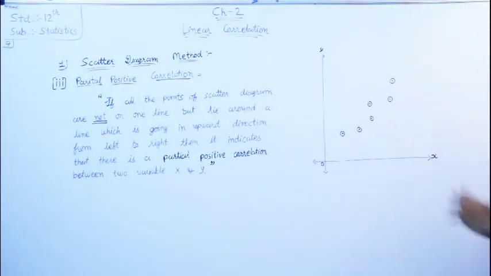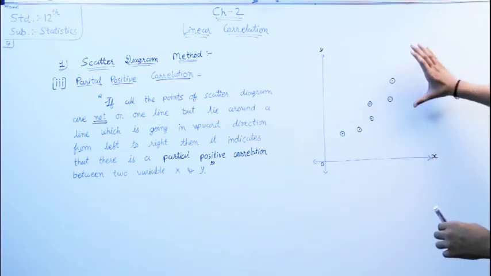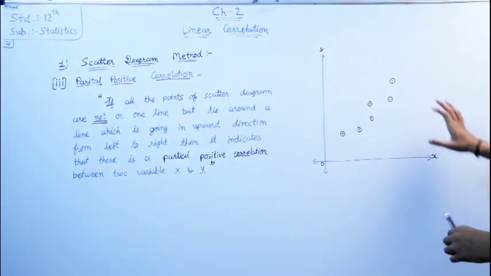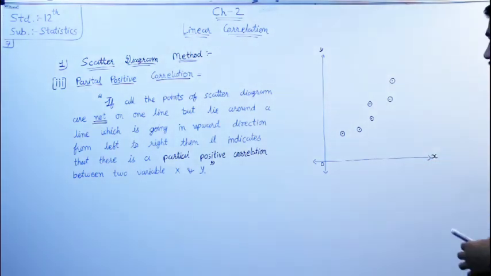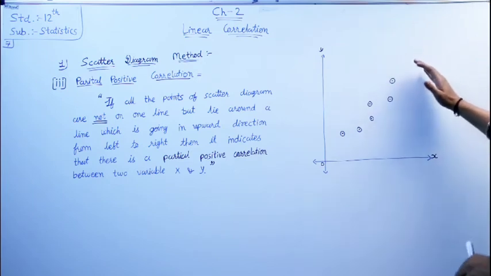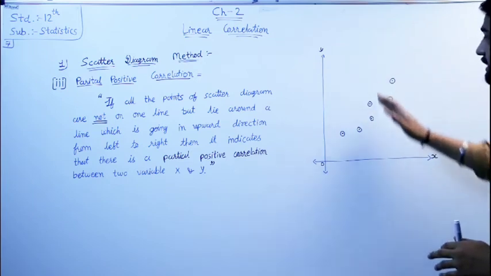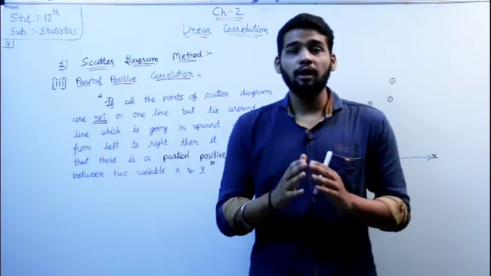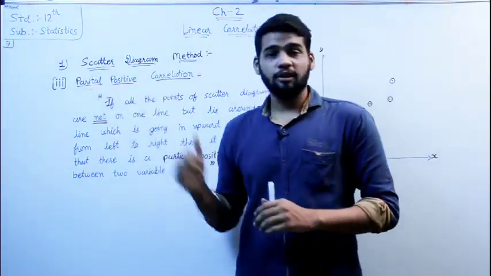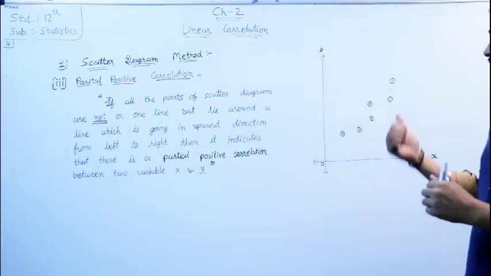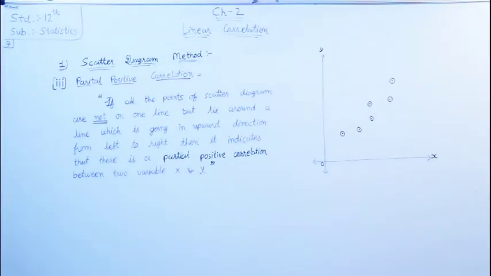Okay, so here is an example of a partial positive correlation graph, students. This one is the y axis and this one is our x axis. In this graph also we can say that the points go from left to right in an upward direction but not in one line. So this is called our partial positive correlation. I hope you all understood what partial positive correlation is. Okay students, please note down this definition in your notebook and draw this graph in your graph book.